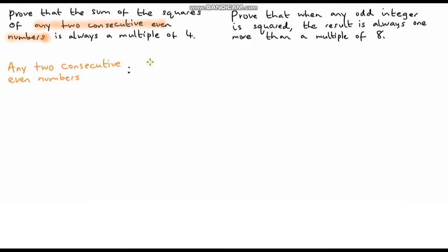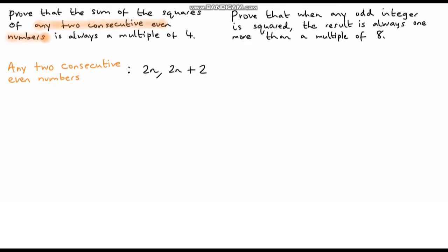So to write our first even number, we can just write 2n. It doesn't matter what the value of n is, as long as we multiply by 2, this will always be even. Now, it says two consecutive even numbers. So what is the next even number going to be after this one? Well, the next even number, we just need to add on 2. So our next even number is going to be 2n plus 2. So these are our two consecutive even numbers.